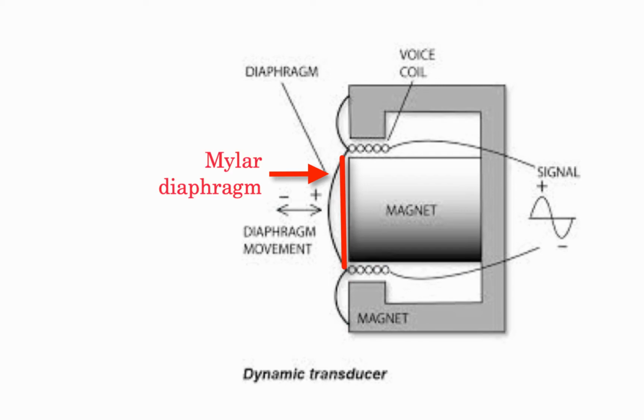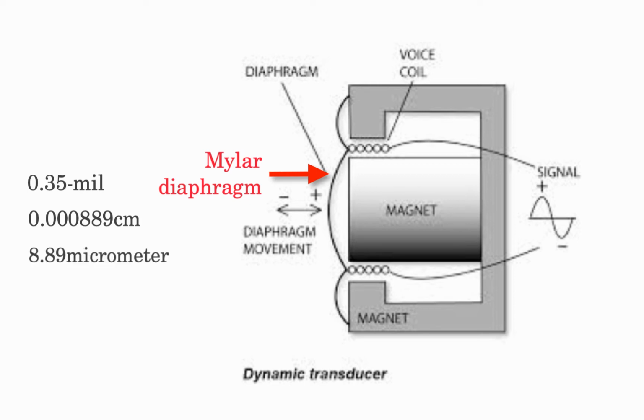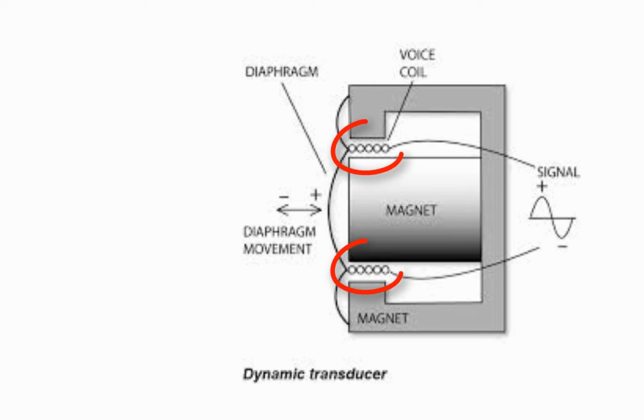This is a stiff mylar diaphragm of roughly 0.35 mm thickness. 0.35 mm is about 0.000889 cm, that is 8.89 micrometer. These are not beads, but instead the cross-section of the coil. The coil is attached to the diaphragm, suspended within a high-level magnetic field.